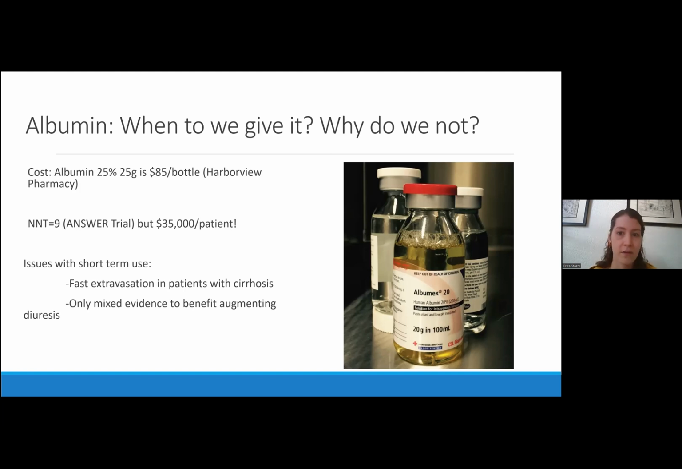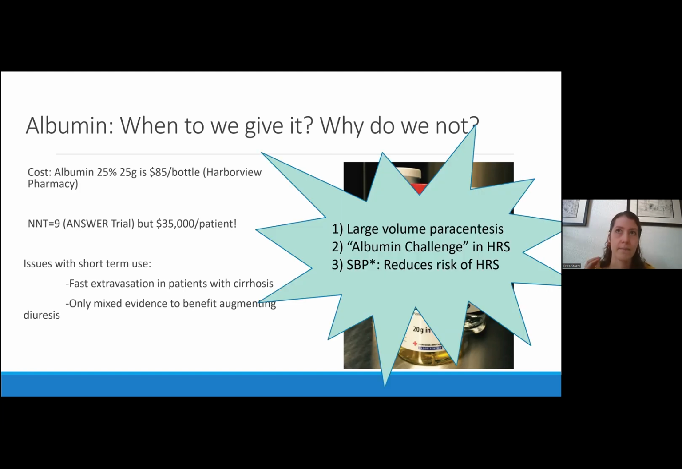There are really only three data-driven indications and recommendations by the professional societies about when to give albumin in the inpatient setting. And that is for, one, large volume paracenteses, greater than 5 liters. You want to prevent fluid shifts. The second is for albumin challenges. And the third is for SBP. And that's actually shown to reduce the risk of hepatorenal syndrome in certain patients.